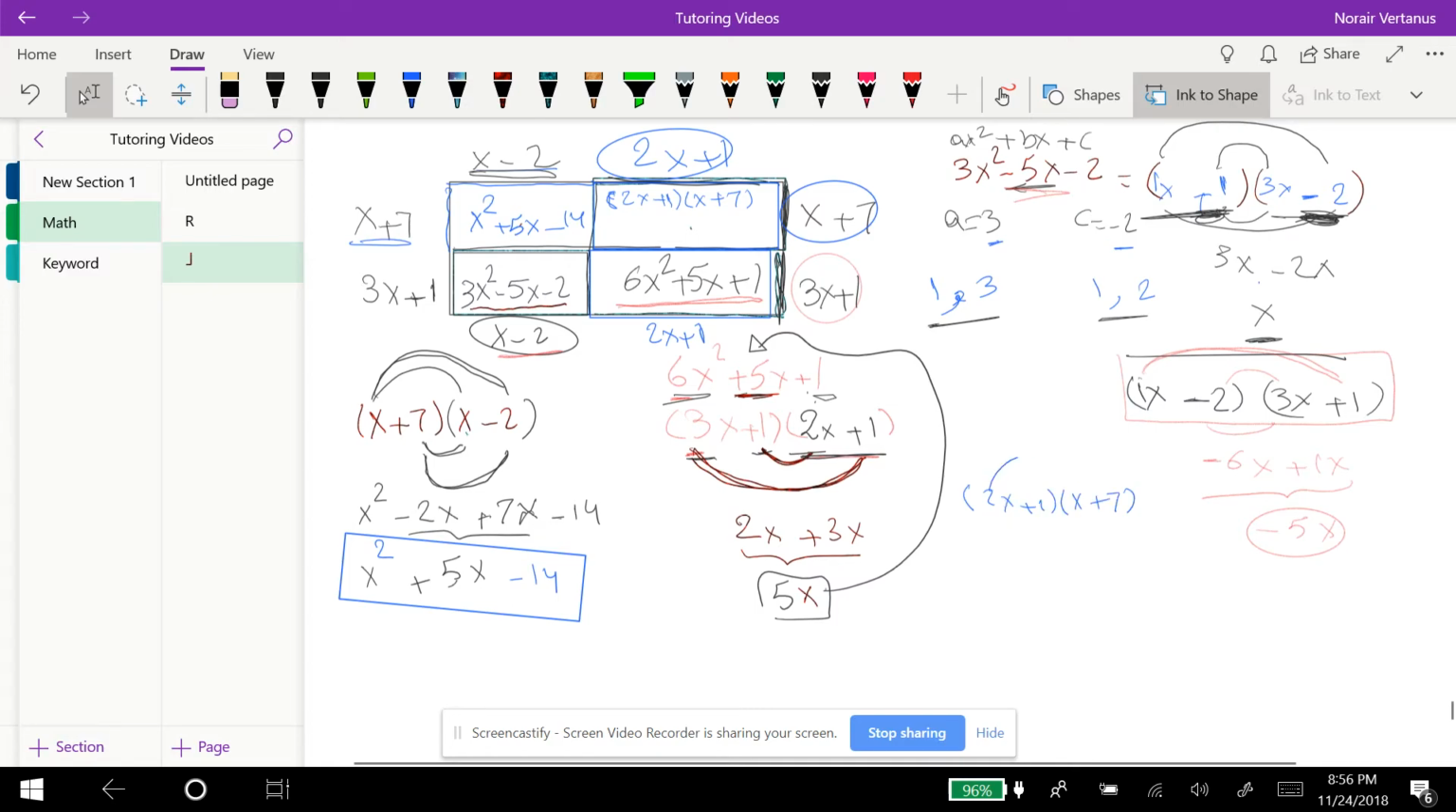Let's FOIL it. This times this, it's going to be 2x squared. This times this, it's going to be plus 14x. This times this, plus 1x. This times this, plus 7. If you add the middle terms, this one doesn't change, 2x squared. If you add the middle terms, you get positive 15x. Write positive 15x plus 7. That's the result. This is in sum form.